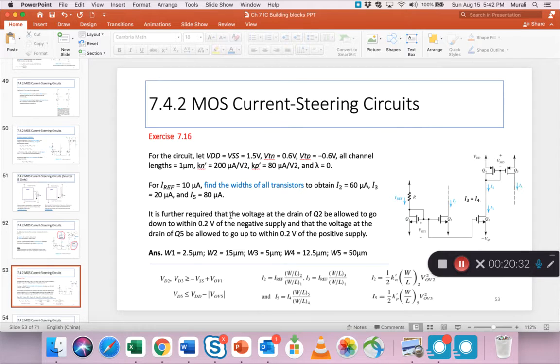Alright, it's further required that the voltage at the drain should be allowed to go down to within 0.2 volts of the negative supply. That means at the drain of Q2, which is this, the voltage should be within 0.2 volts of the negative. So the negative is minus 1.5, so it should go up to minus 1.3, and that the voltage at the drain of Q5, which is this drain, should be allowed to be within 0.2 of the positive. So if it is 1.5, we're allowed to go up to 1.3 on the drain of Q5.